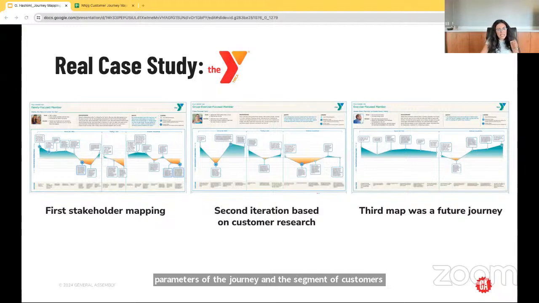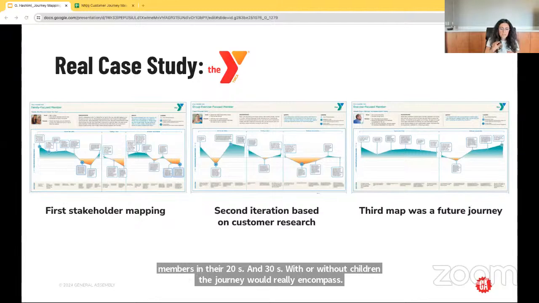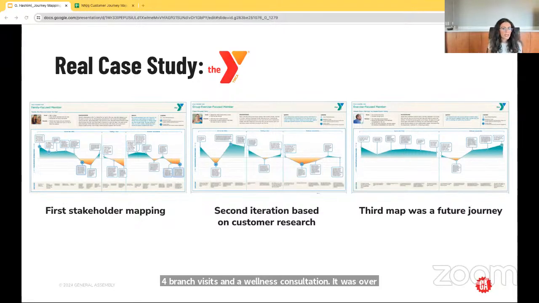And after careful consideration, they chose to focus on millennials as new customers, single and married members in their 20s and 30s, with or without children. The journey would encompass 4 branch visits and a wellness consultation over the course of a 3-week period at 4 typical suburban branches. In total, they were able to recruit and enroll 33 participants in this study. They discovered that this wellness consultation was the most common pain point.